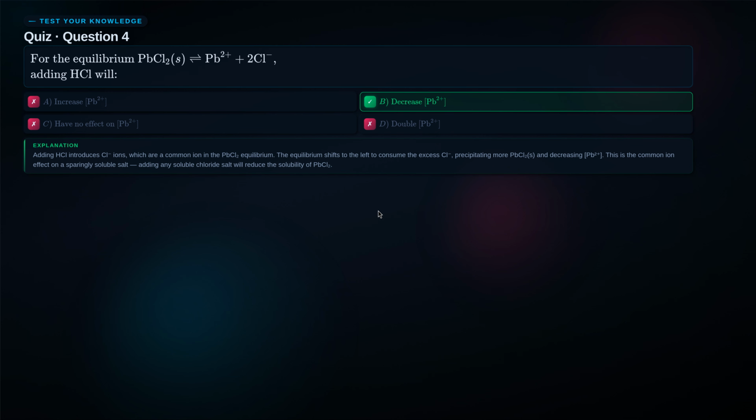The correct answer is option B. Adding HCl introduces Cl- ions, which are a common ion in the PbCl2 equilibrium. The equilibrium shifts to the left to consume the excess Cl-, precipitating more PbCl2 solid and decreasing Pb2 plus concentration. This is the common ion effect on a sparingly soluble salt. Adding any soluble chloride salt will reduce the solubility of PbCl2.